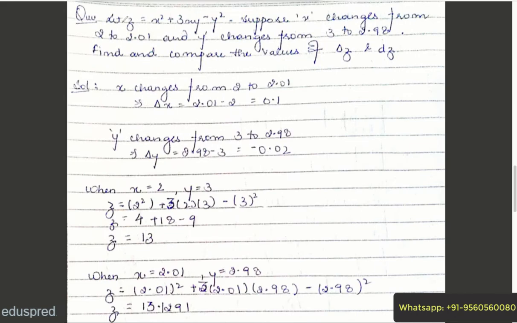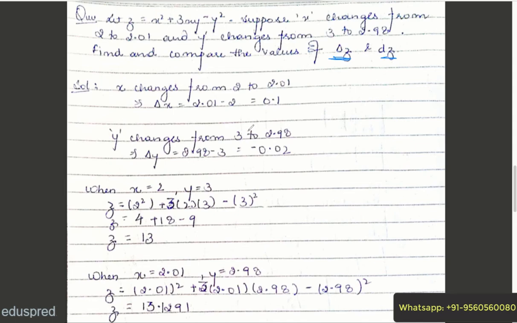Now moving on to the second part, let z is equal to x square plus 3xy minus y square. Suppose x changes from 2 to 2.01 and y changes from 3 to 2.98. We have to find and compare the values of change in z and dz. Note that x is changing from 2 to 2.01, that is, x is increasing, so your change would be positive. So your change in x is 2.01 minus 2, that is 0.01, and y changes from 3 to 2.98, that is, it is decreasing, so the change would be negative.